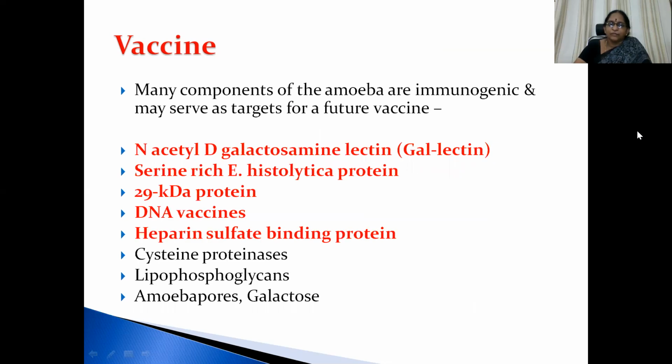Many components of the amoeba are immunogenic and may serve as targets for a future vaccine. What are they? N-acetyl D-galactosamine lectin, in simpler terminology called gal-lectin. Then serine-rich Entamoeba histolytica protein, 29 kDa protein, DNA vaccines, heparan sulfate binding protein. These are the most commonly used targets, meaning those with high immunogenic potential, which are under research. Then cysteine proteinases, lipophosphoglycans, amoebapores, and galactose.